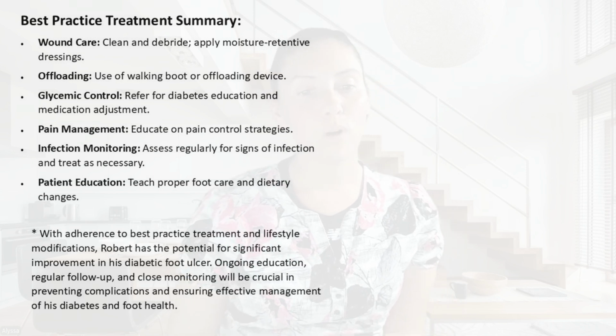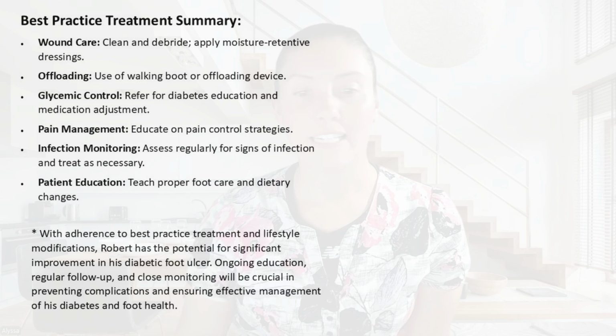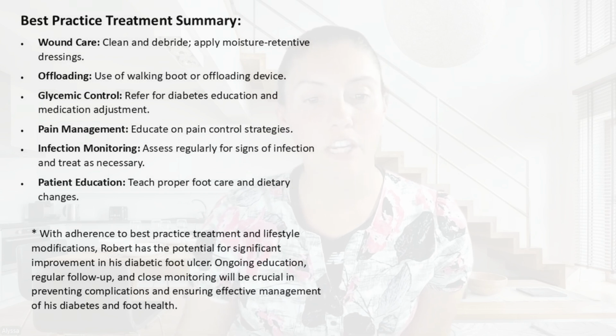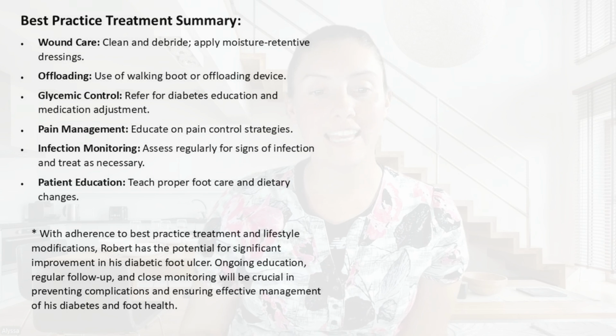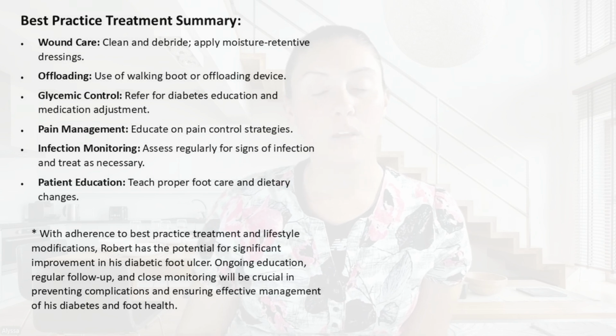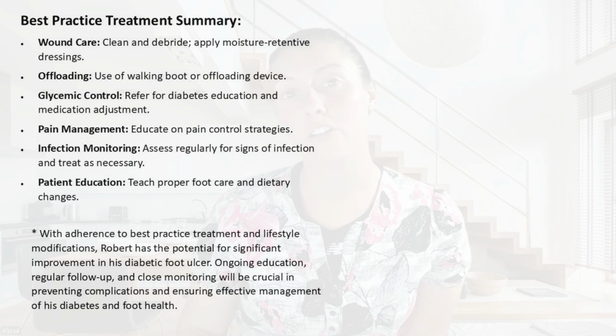Now, if Robert adheres to best practice treatment and lifestyle modifications, he does have the potential for significant improvement in this diabetic foot ulcer. He will need ongoing education, regular follow-ups, and to be monitored closely. A lot of times with diabetic foot ulcers, they can turn into bone infections. So we've got to be very, very cautious, especially when somebody does have an infection. We want to make sure we get that culture right away, get them on an antibiotic.